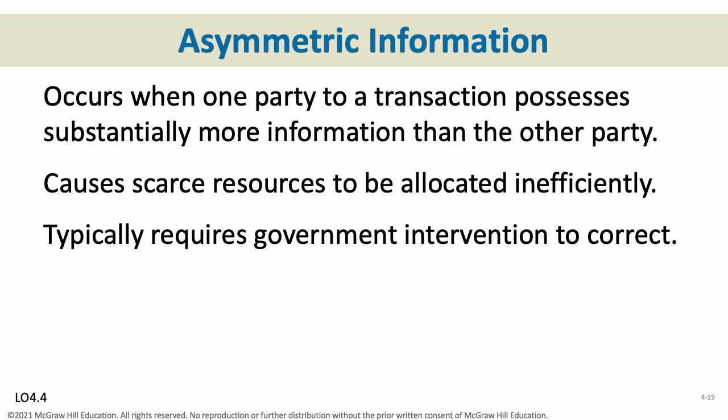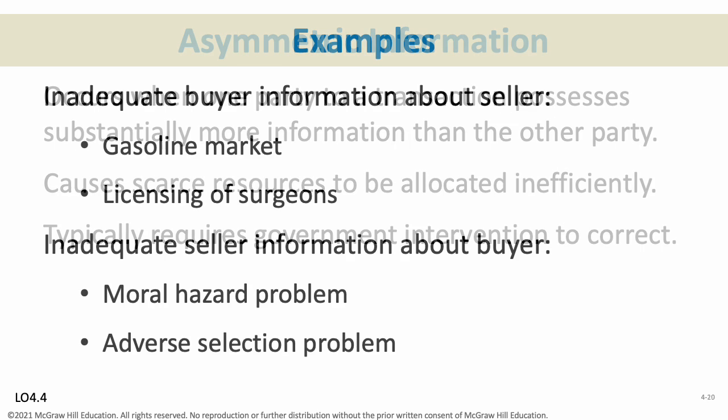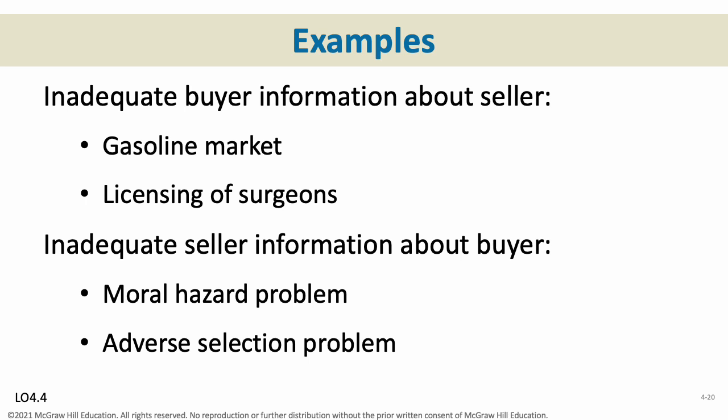And asymmetric information can take several forms. Up first would be something like inadequate buyer information about the seller. So let's say the gasoline market. How do you know that when you go to the gas station, you plug the pump in or the attendant fills you up, that you're actually getting what you paid for?